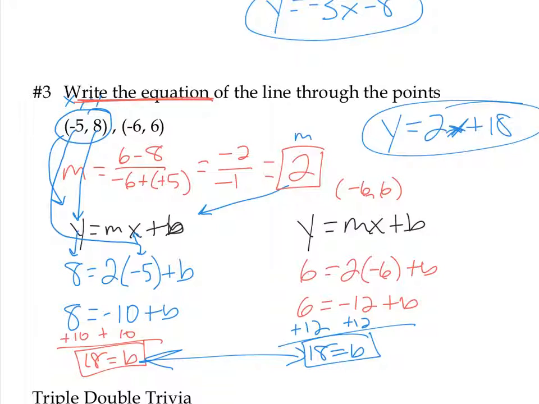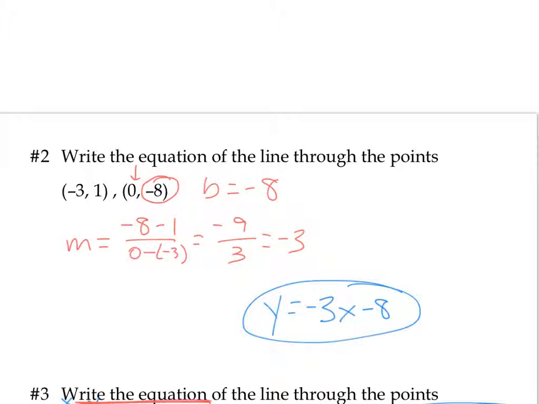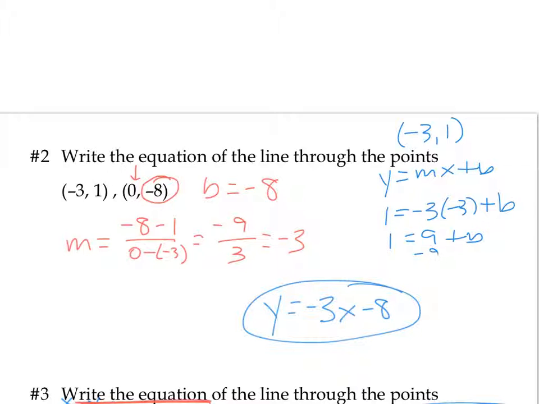Okay. You could go back up and say, well, could we do that up here? Well, let's find out. Let's take the point negative 3 comma 1. So I'm going to take y equals mx plus b, and I'm going to use the point negative 3 comma 1. And our slope here is still negative 3. So our y value is 1 equals slope negative 3 times x value negative 3 plus b. That's 1 equals 9 plus b. When you subtract 9 on both sides, you get negative 8 equals b, and you'd still write that same equation.